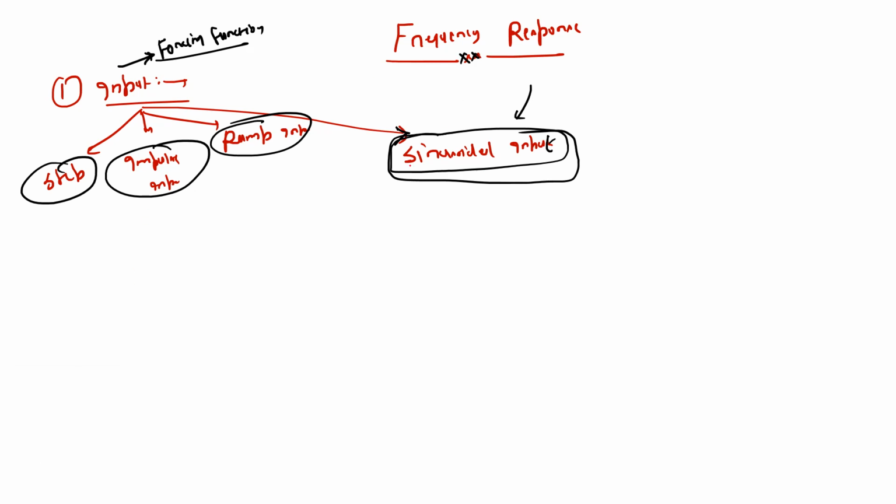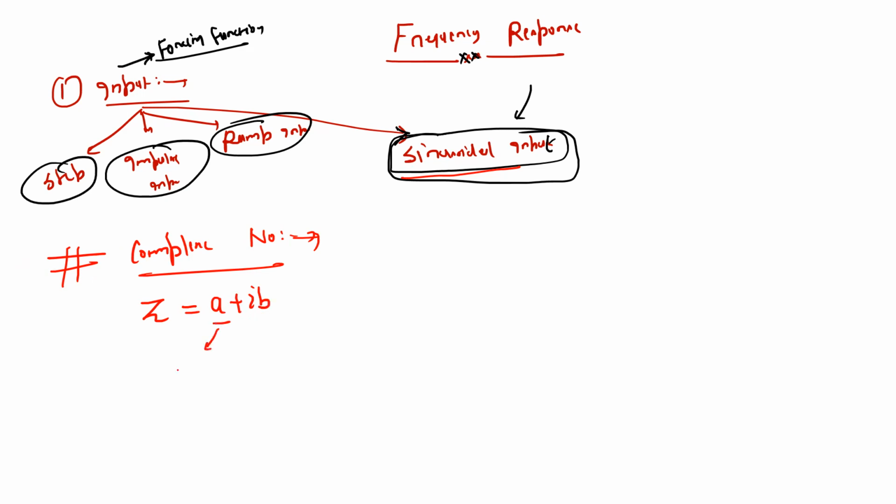So to understand the frequency response for the sinusoidal input, we have to understand some basics of complex numbers. I hope you must be knowing all these things. Basics of the complex number. Whenever we talk about a complex number, it will be denoted by Z, and Z is equal to A plus iB, right? Where A is called the real part of the complex number, and B is called the imaginary part, and this small i is called iota, that shows the imaginary part. So the imaginary part of the complex number will be multiplied with the iota, right?